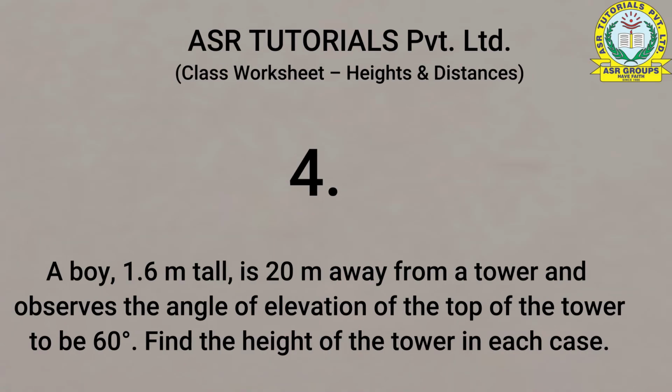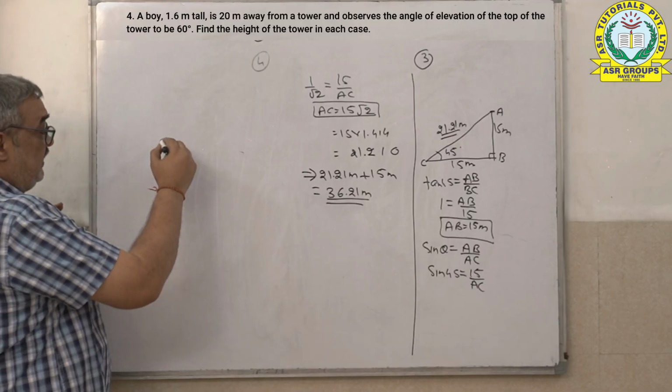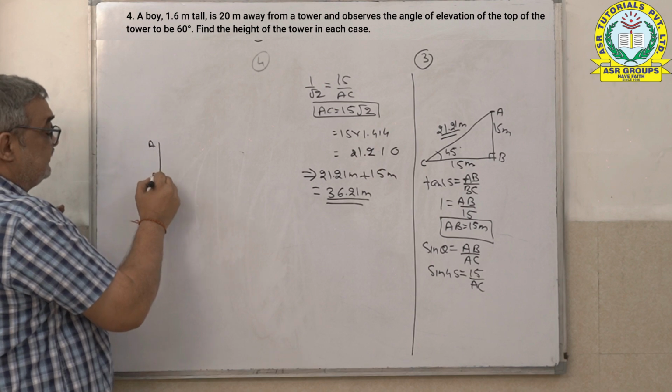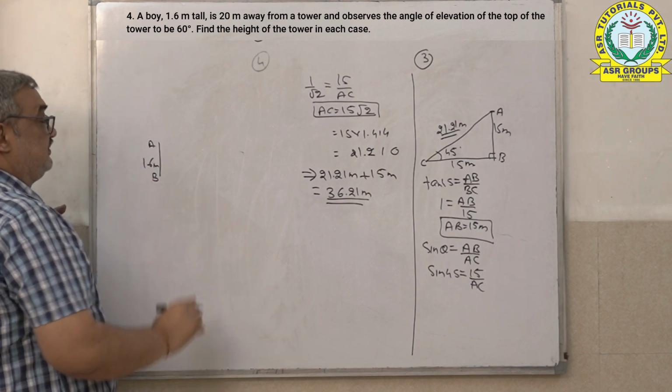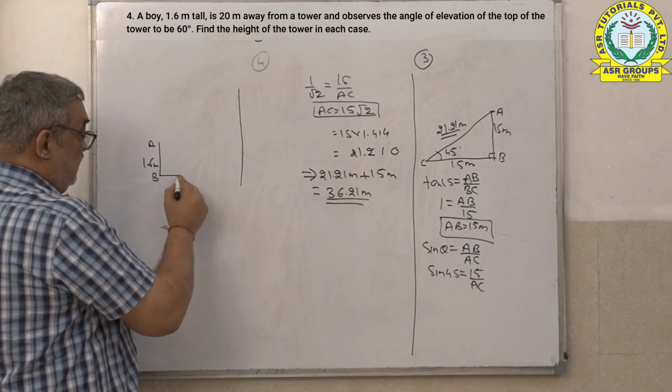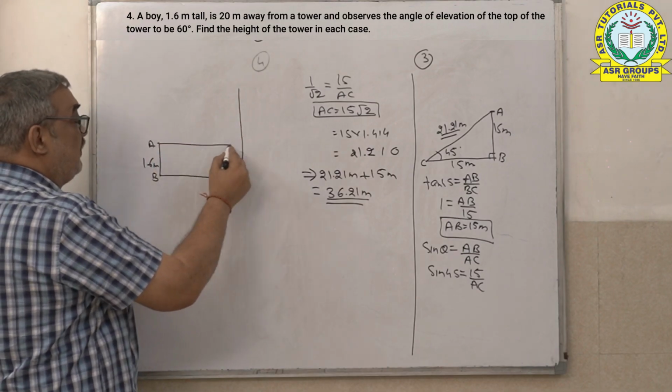See the fourth sum. A boy, his height is 1.6 meters. He saw the top of a tower.